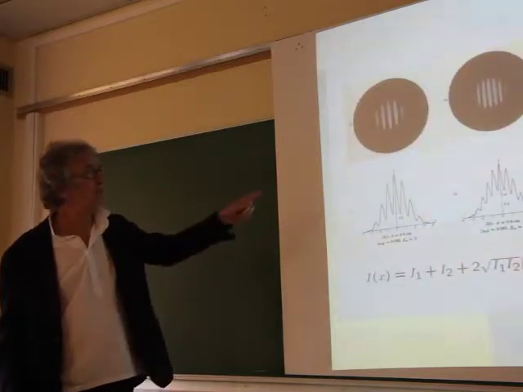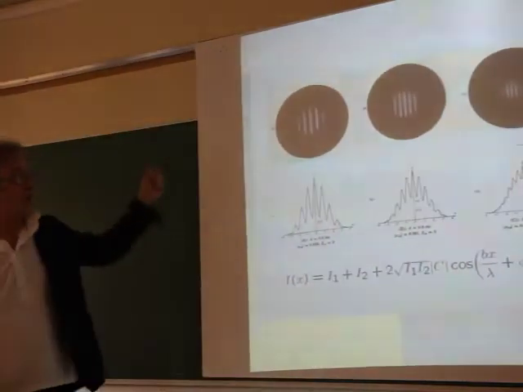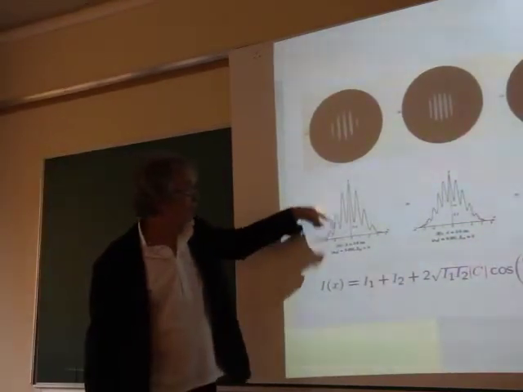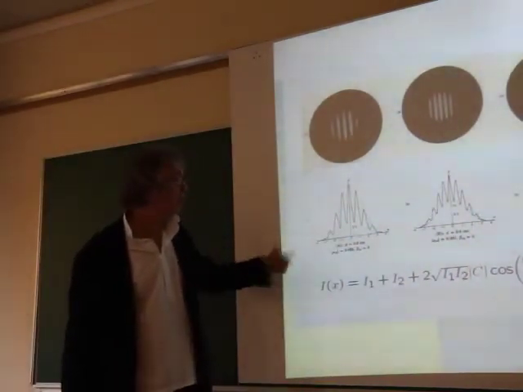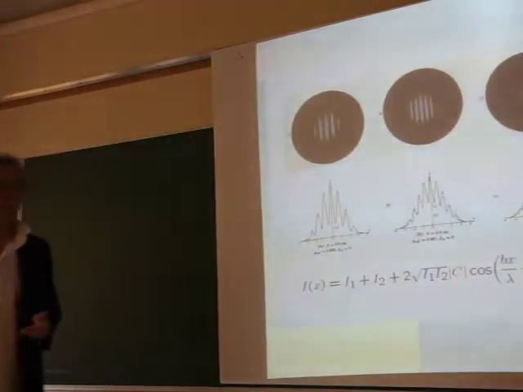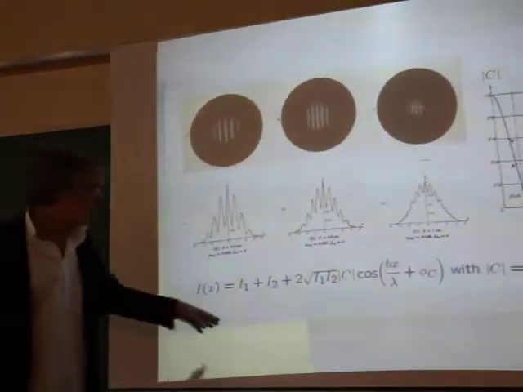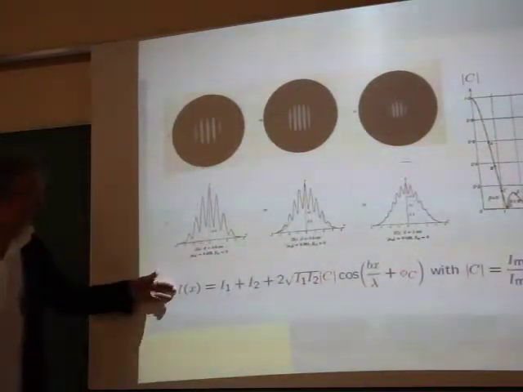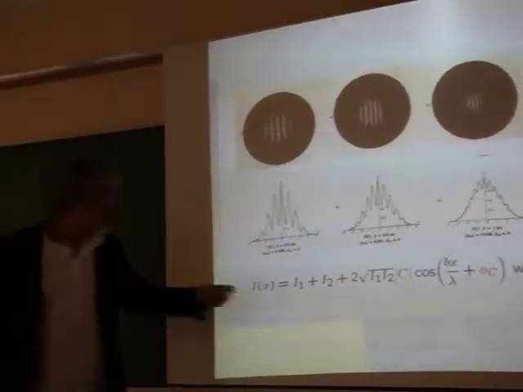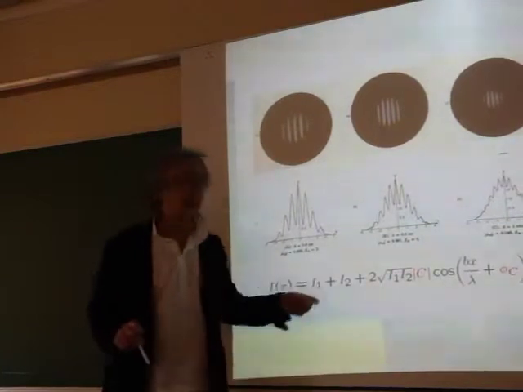Okay, this is a 2D view of fringes when resolving a star more and more. And here is a 1D representation. We see that the fringes are disappearing as we resolve the source. This expression we already established: the distribution of the intensity in the observer plane for the case when the two holes are the same size, so I1 was equal to I2.